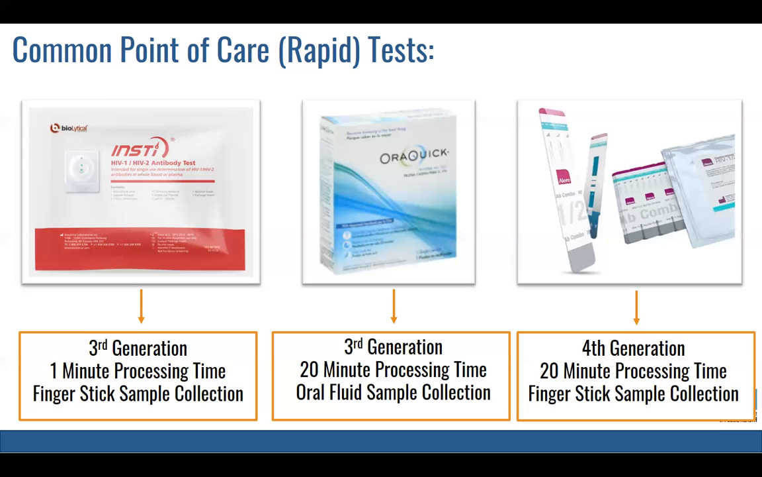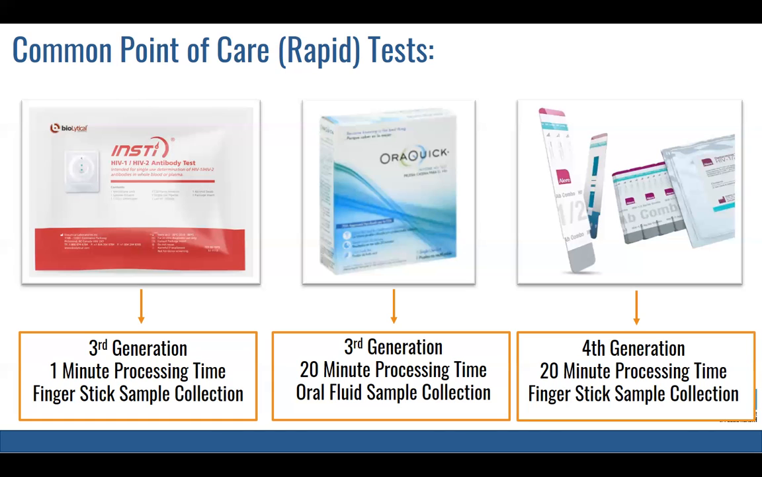I did just want to note costs related to each of these tests. The INSTI test that you see here costs on average about $10 per test. The OraQuick test has a market rate of about $40 per test, and the Determine test comes in also right at about $10, very comparable to INSTI. For INSTI and Determine, there are ancillary and maintenance costs associated with the kits.